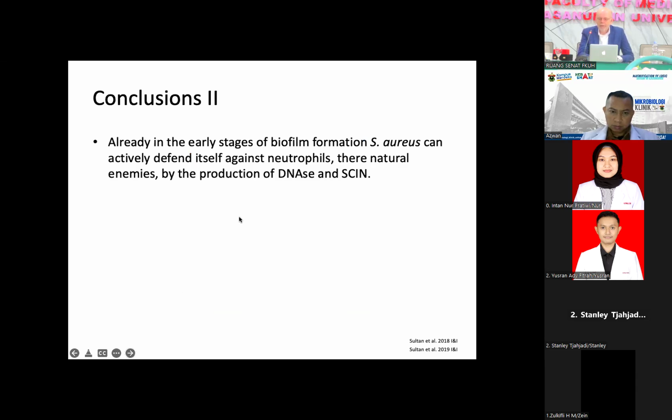And I think I just said this. So the natural enemies of Aureus can, in the early stages of biofilm formation, be circumvented, the killing effect, by generation of SCIN and DNase. There's actually more immune modulators being produced. Until now, we didn't study this. I don't have the money to do this, but this is of course interesting because there are more immune modulators being produced.